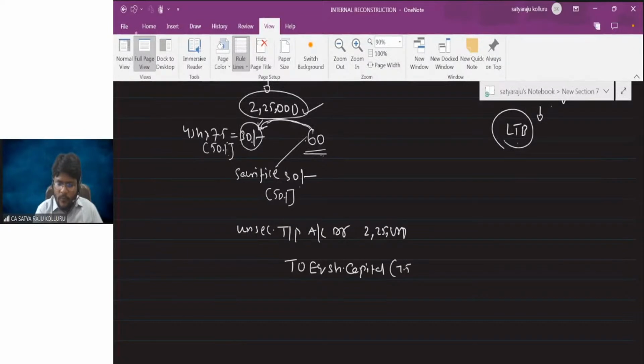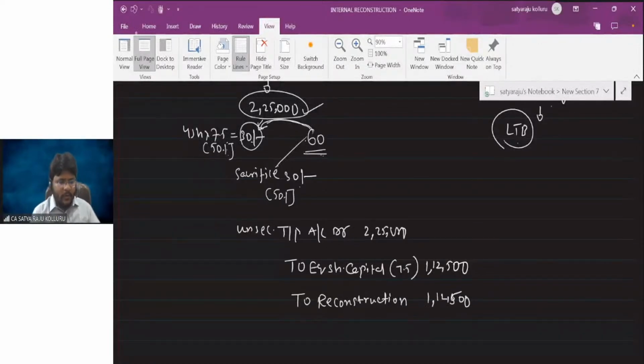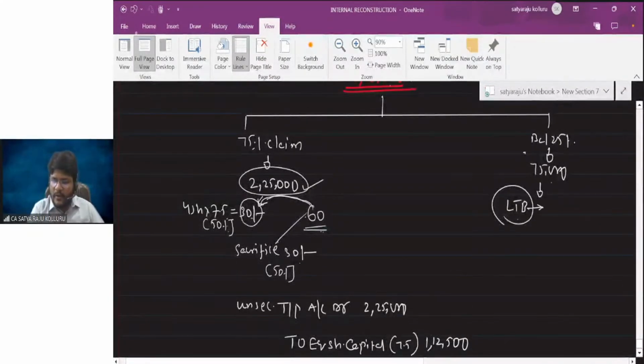Face value is 7.5 for half the amount, exactly 1,12,500, to reconstruction, for the other 1,12,500. So how many equity shares should you need to issue? 1,12,500 divided by 7.5. Not required, I'm just telling you, 15,000 equity shares you should issue. Is it okay? This should be shown in the long-term borrowings under the balance sheet.